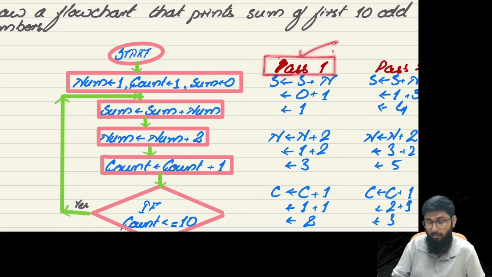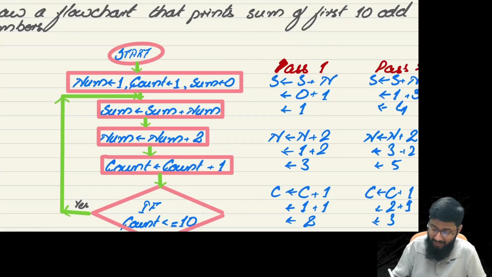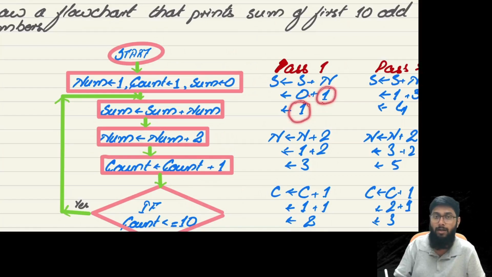So pass one means when the loop is executed the first time. It says sum is equivalent to sum plus num, or sum is assigned the value sum plus num. The first value for sum was 0 and the first value for num was 1. So 0 plus 1. When the loop is executed for the very first time, the value of sum has been updated to 1, because 0 plus 1 gives you 1.